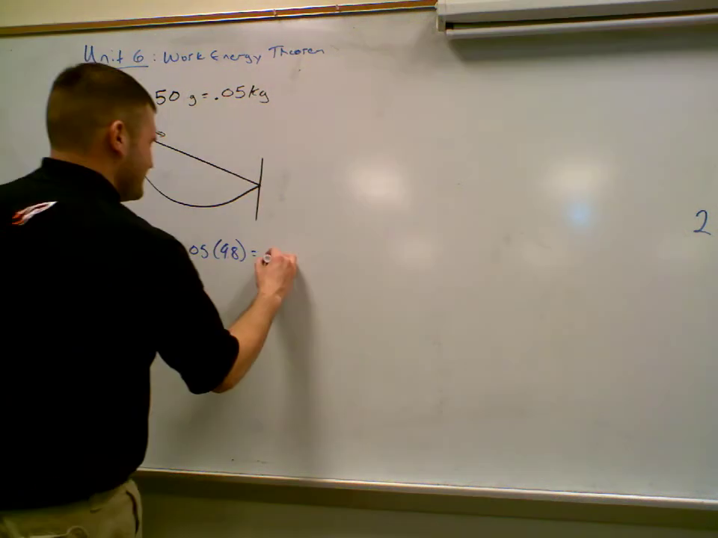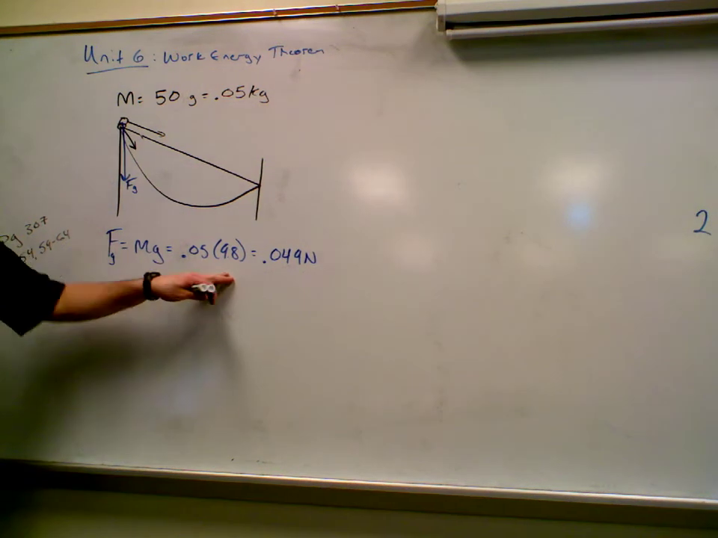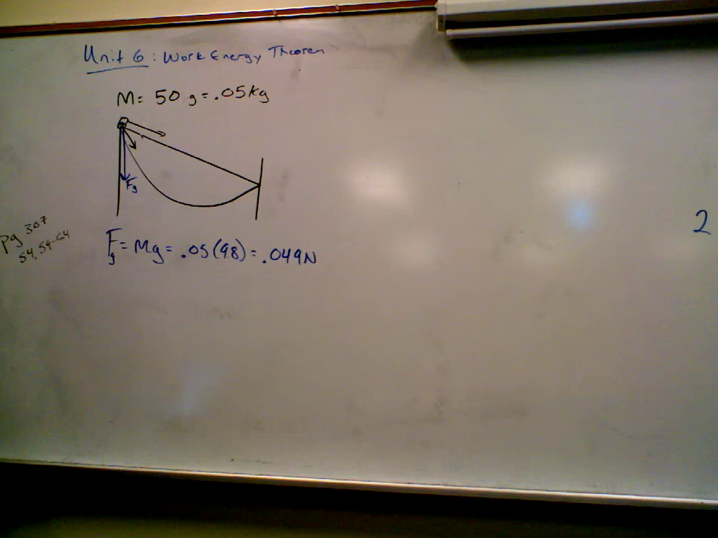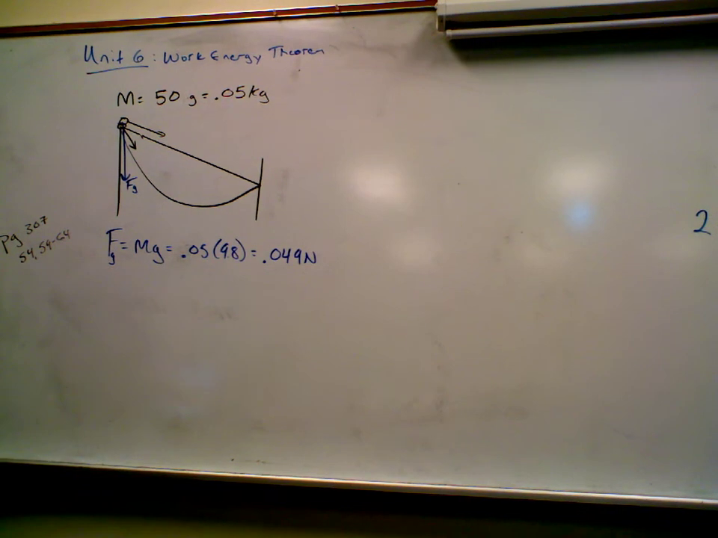I can do it in my head. 0.049. Well, half of gravity is 4.9, and then you move two spaces to the right. 0.049. Okay. Any questions? Does that make sense, guys?